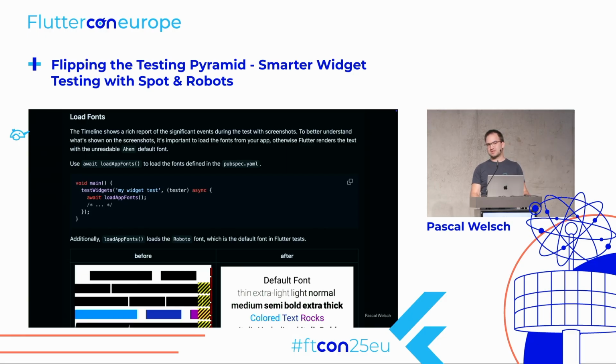There are other packages that also load app fonts, but they usually just load the Roboto font. If you have other fonts in your application that you use, you want to use our Spot implementation because we actually go the hard way. We parse the font manifest and we load all the fonts that are available.